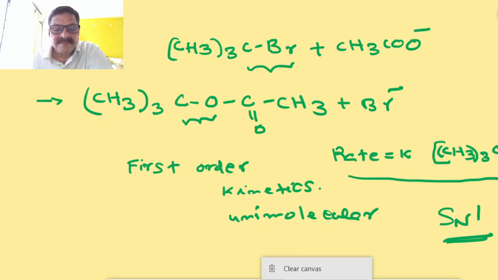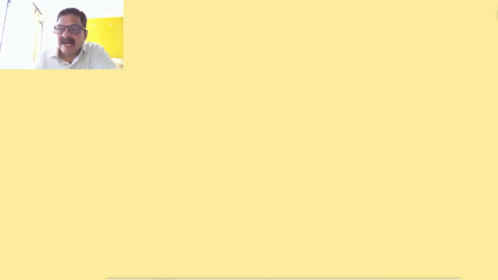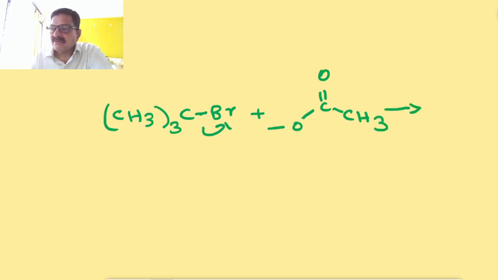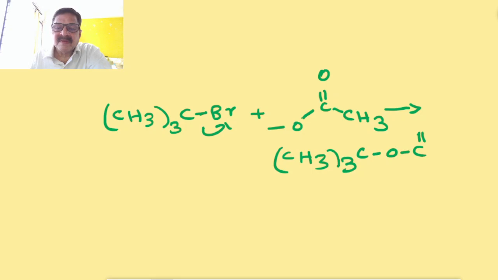Say this alkyl halide here, the C-Br bond is getting broken here, and we have this acetate anion here. Okay, this is the reaction here. So we will be getting (CH3)3C-O, a new bond is formed here, CH3. This acetate is formed here, plus Br minus, correct?